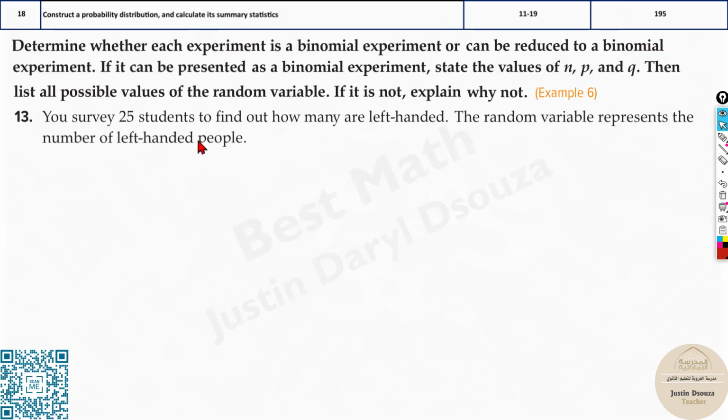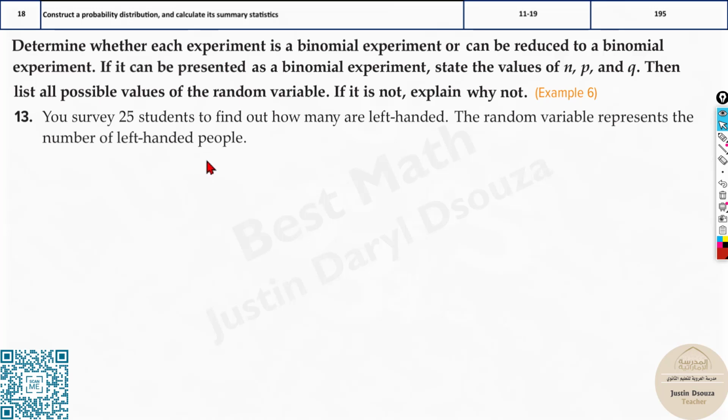My apologies. So now the next type of questions is: determine whether the experiment is a binomial experiment or can be reduced to a binomial experiment. If it can be presented as a binomial experiment, state the values of n, p, q. Then list all possible values of the random variable. If not, explain why not. You survey 25 students to find out how many are left-handed. The random variable represents the number of left-handed students.